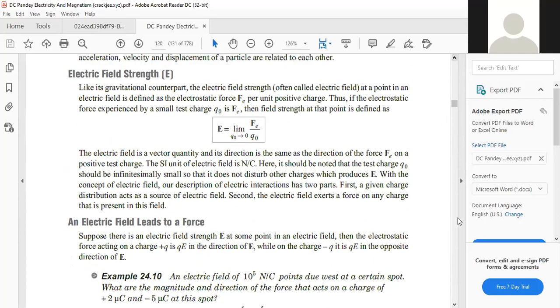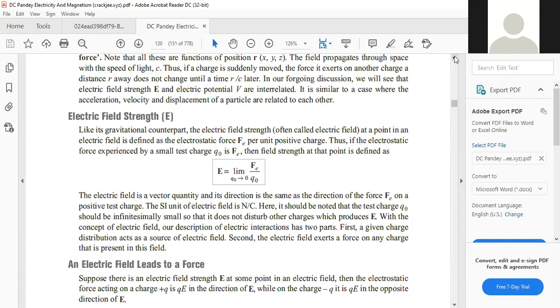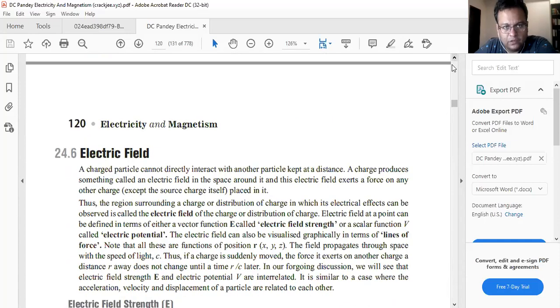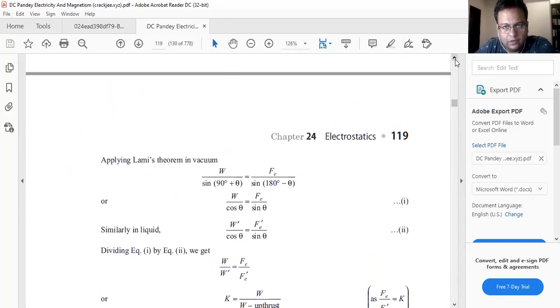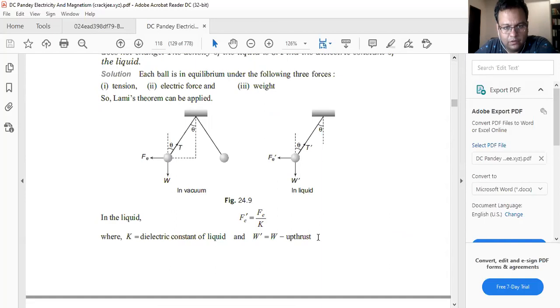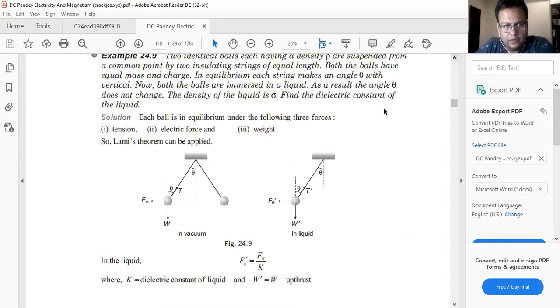So 24.9 is a good question. Everyone can try it out if you've not tried it out. तीन forces है, right? Tension, weight, and F. And then when they are in air, now it is dipped in some liquid, and it is said that the angle between the two charged balls does not change. Okay, the angles remain the same even when dipped in liquid.